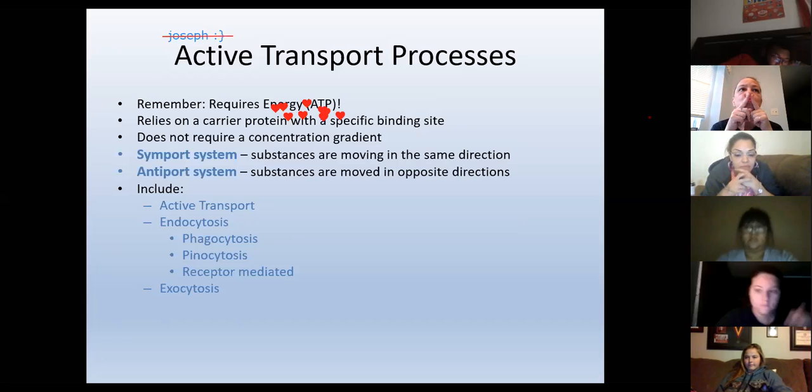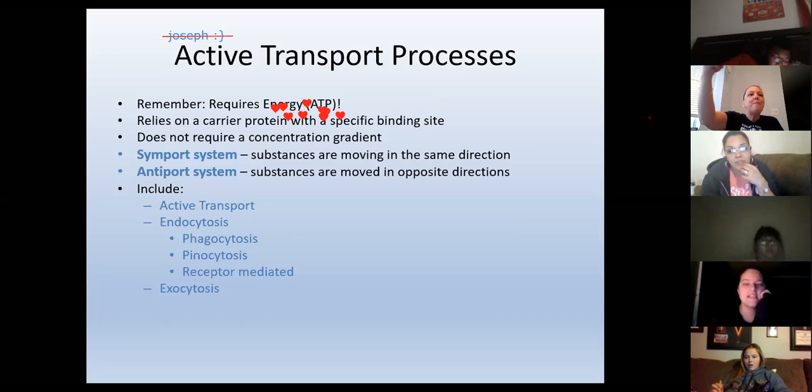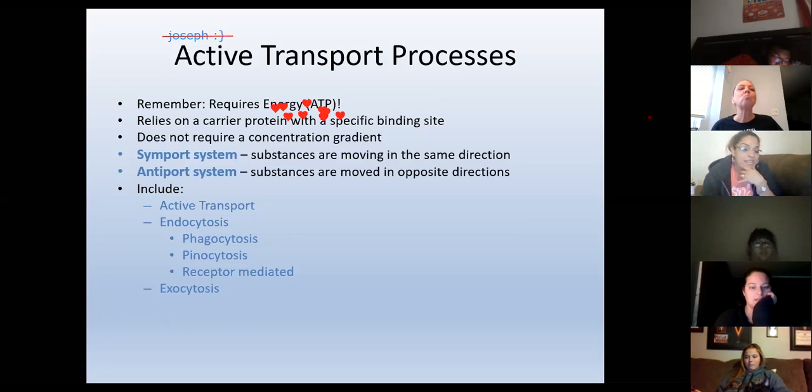endocytosis? Inside. Inside what? Inside the body. Inside the cell. I'm moving into the cell. And if I am moving things in the exocytosis, you're moving things outside the cell. Outside. I'm moving stuff out.